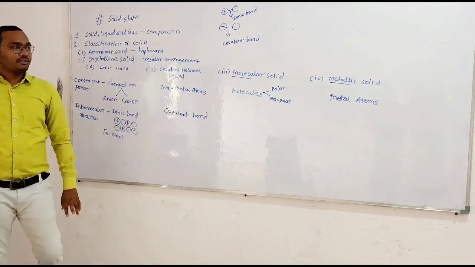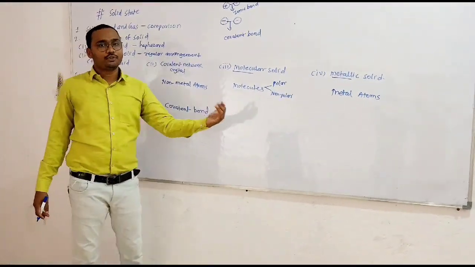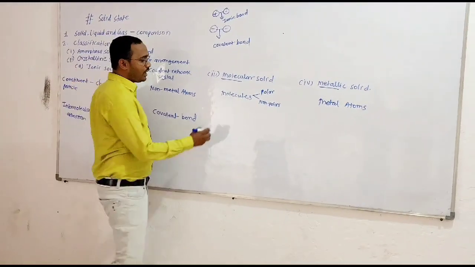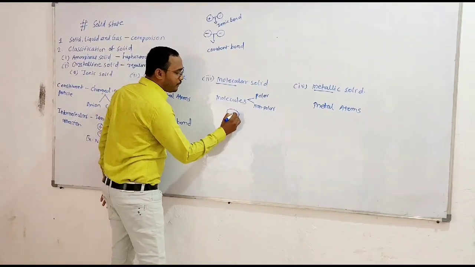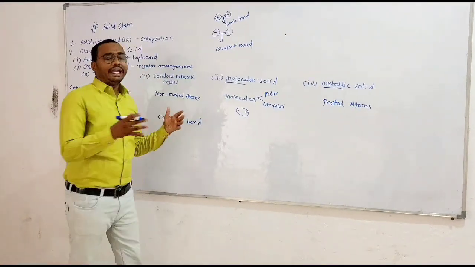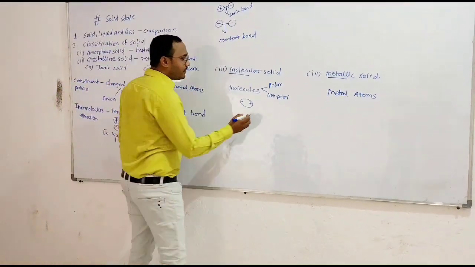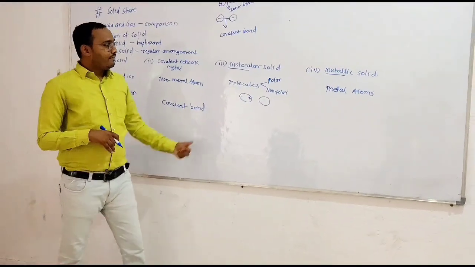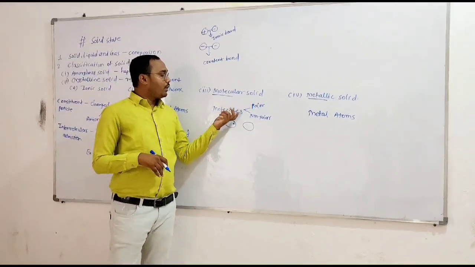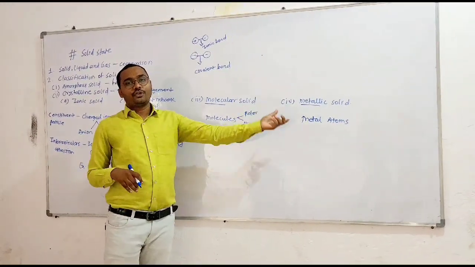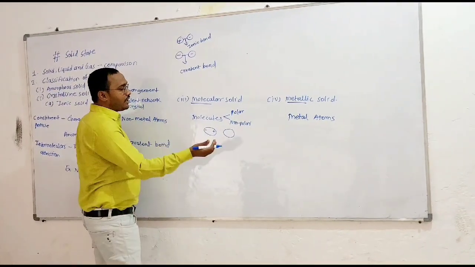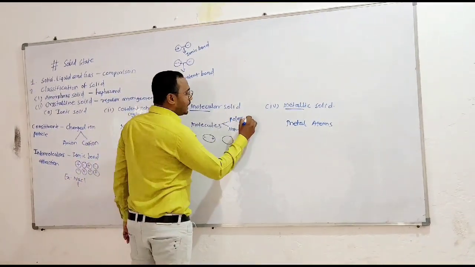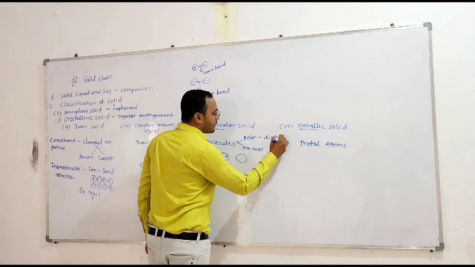In the case of a molecular solid, molecules are of two types, polar and non-polar. In a polar molecule, we observe opposite charges on the two ends of the molecule. But in a non-polar molecule, we do not observe this. So whenever polar molecules are present as constituent particles, the intermolecular attractions are dipole-dipole interactions.